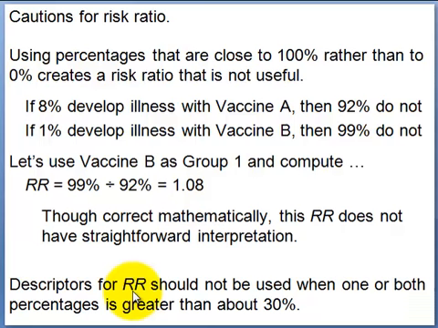So that concludes Chapter 6. Chapter 7 begins with the odds ratio, which is a really good measure for 2 by 2 tables.